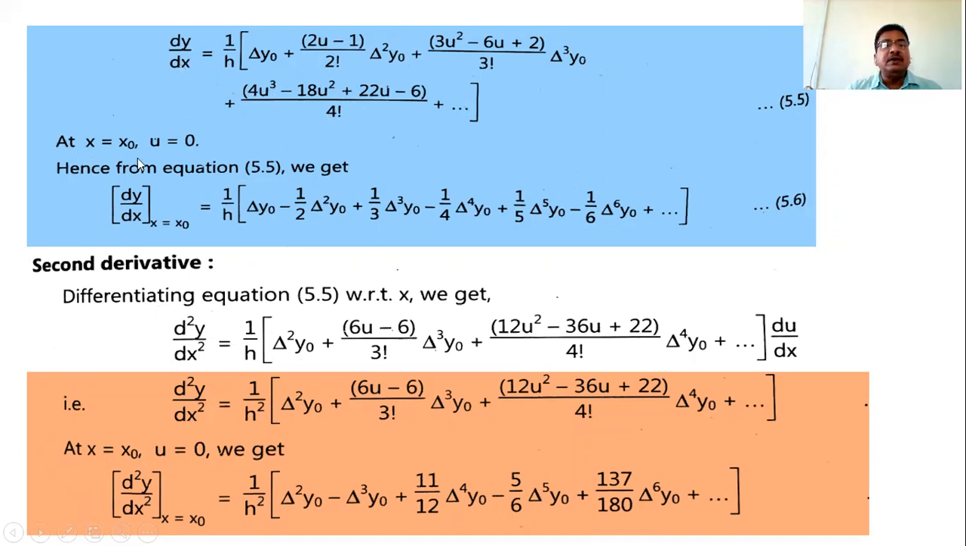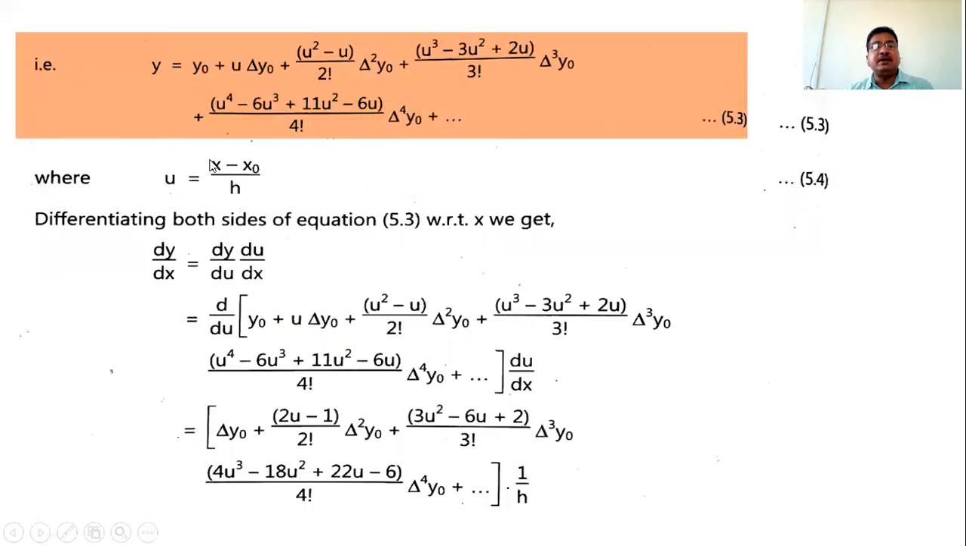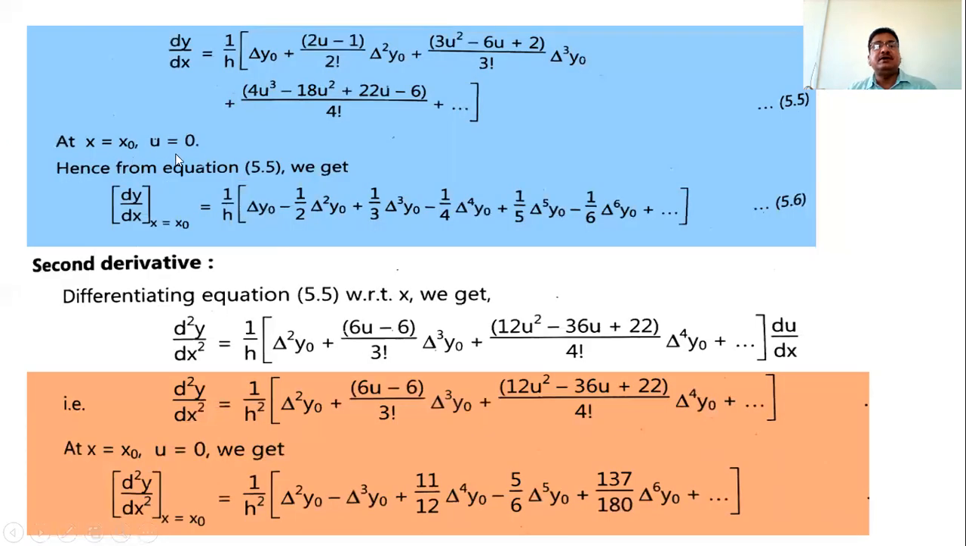Then at x is equal to x naught, what happens? u is 0. If you substitute x is equal to x naught, then x naught minus x naught is 0, that is u is 0. Substitute u is 0 in this equation. What do we have? dy by dx at the first point, at x is equal to x naught, is 1 by h delta y naught minus 1 half delta square y naught.